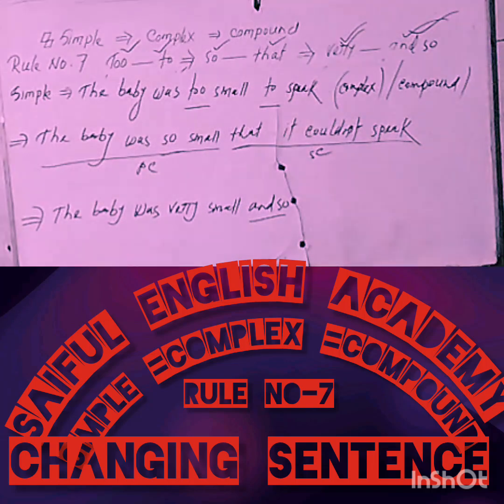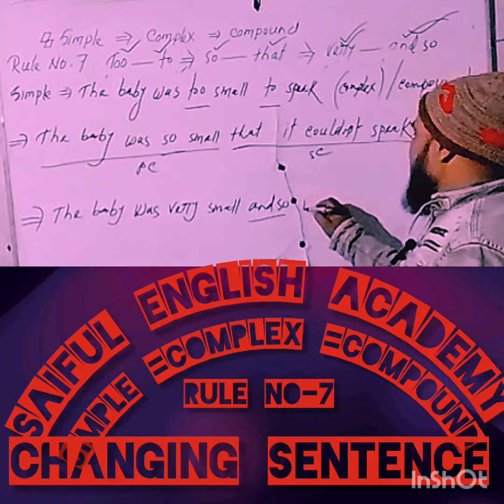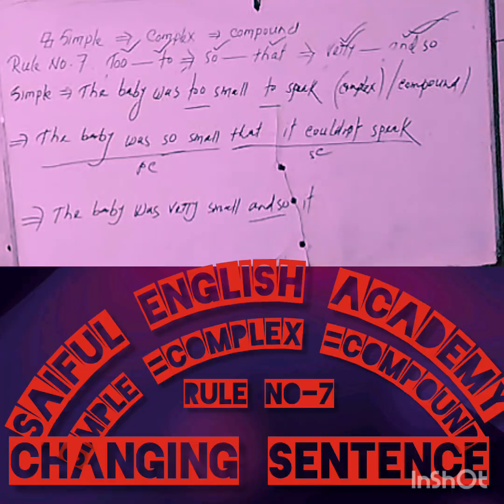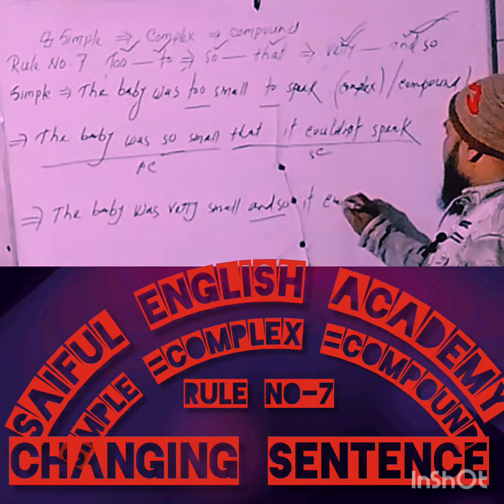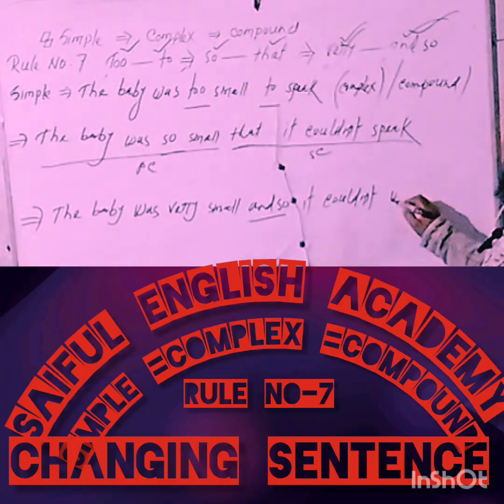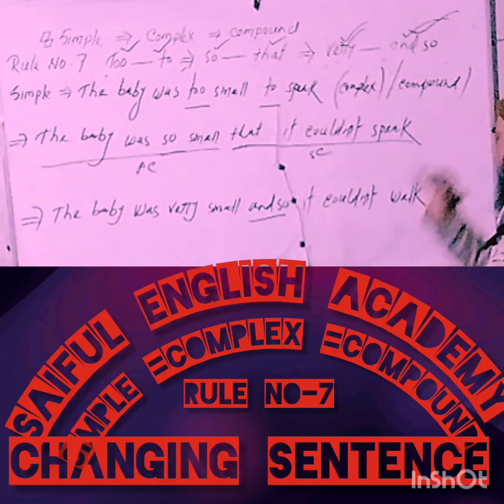Now, in this case, you'll have to bring the first subject again. Here, first subject the baby, so you'll have to use the pronominal form of the baby, he or she. And in this case, you'll have to use couldn't, then the principal verb, the finite verb.